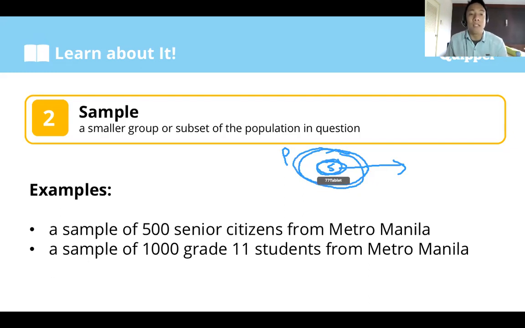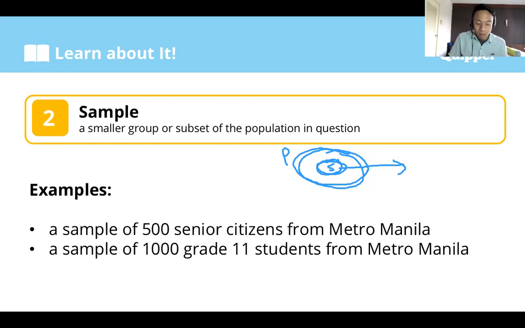Sample is a smaller group or subset of the population in question. In question means, for example, you only need some grade 10 students. So instead of all the grade 10 students, you will just get a sample. Maybe 20 of them, maybe 50, maybe 100, used as samples. Another example: a sample of 500 senior citizens from Metro Manila.